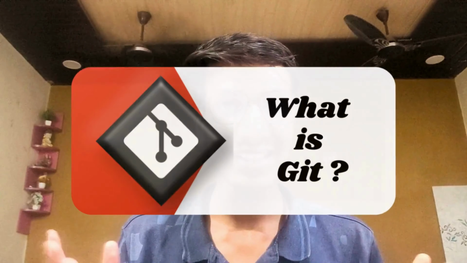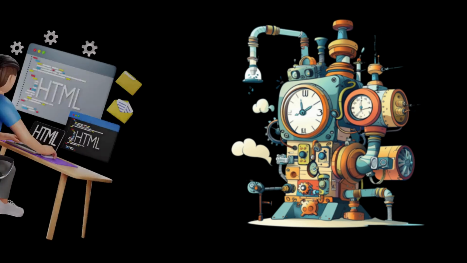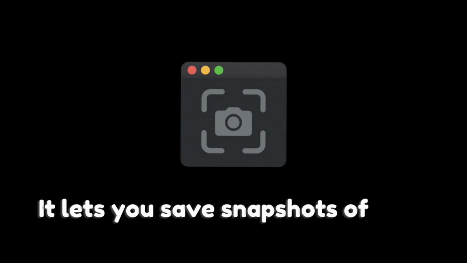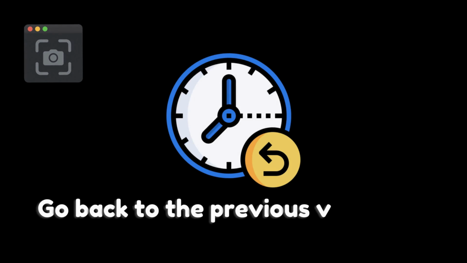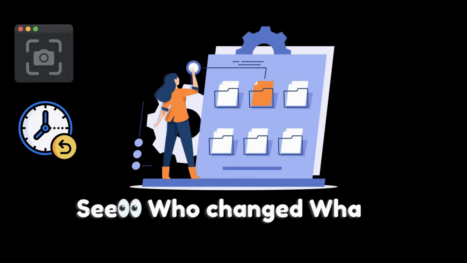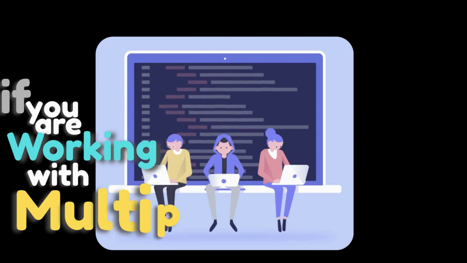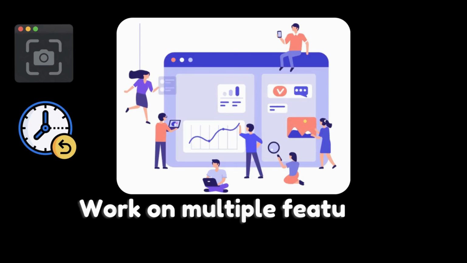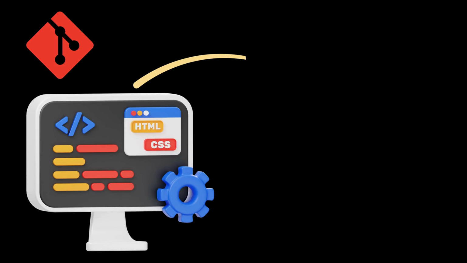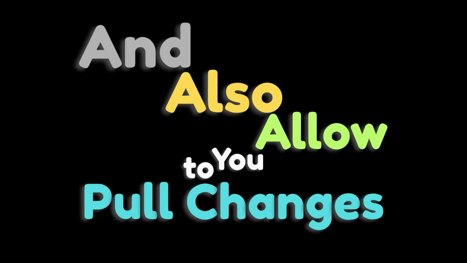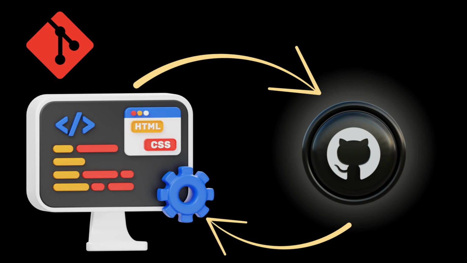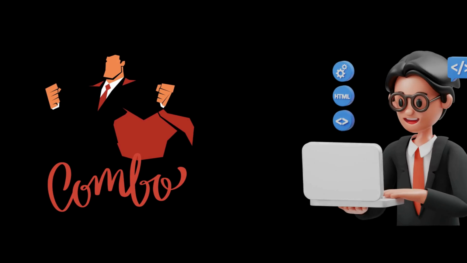This is all made possible because of something called Git. Now, what is Git? Git is a technology or tool that works behind the scenes of GitHub. You can think of Git as a time travel tool for developers. It lets you save snapshots of your project, go back to the previous version if needed, see who changed what and when if you are working with multiple users, or work on multiple features at once using branches. Git allows you to push code from your computer to GitHub and also allows you to pull changes back from GitHub to your local project. Git plus GitHub is a powerful combo every developer should know.